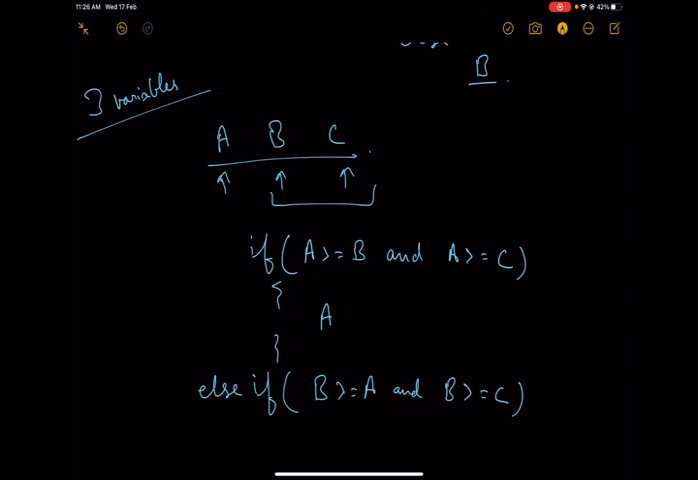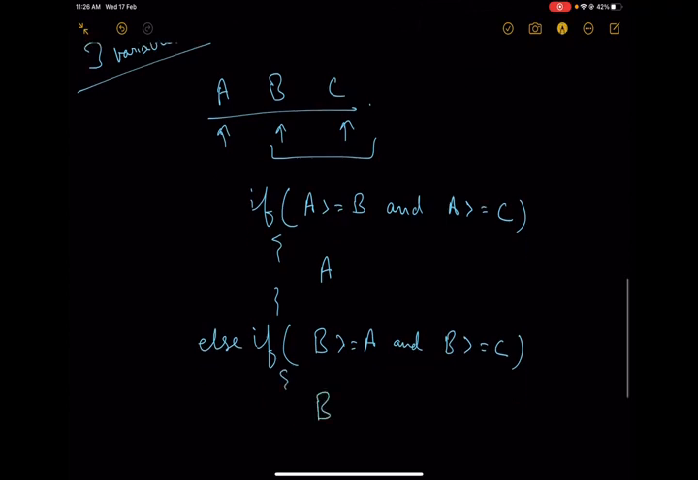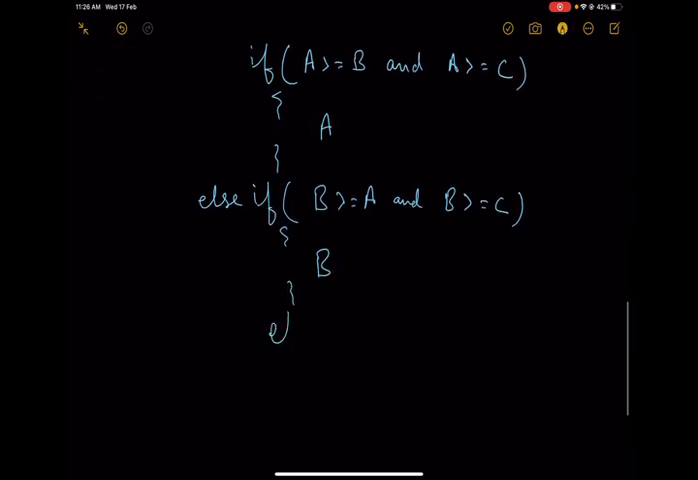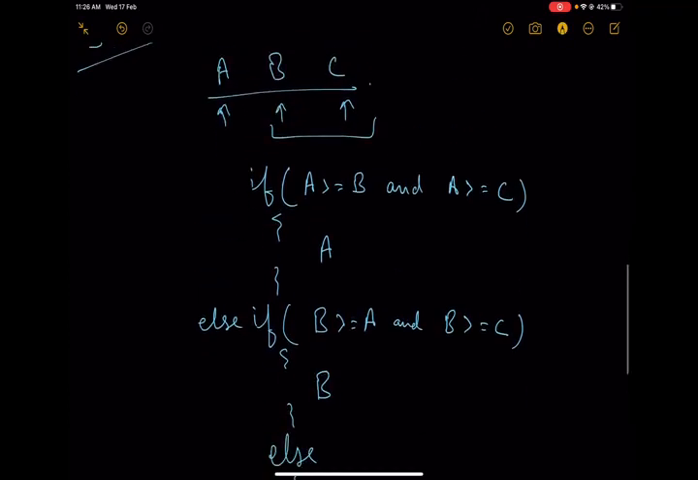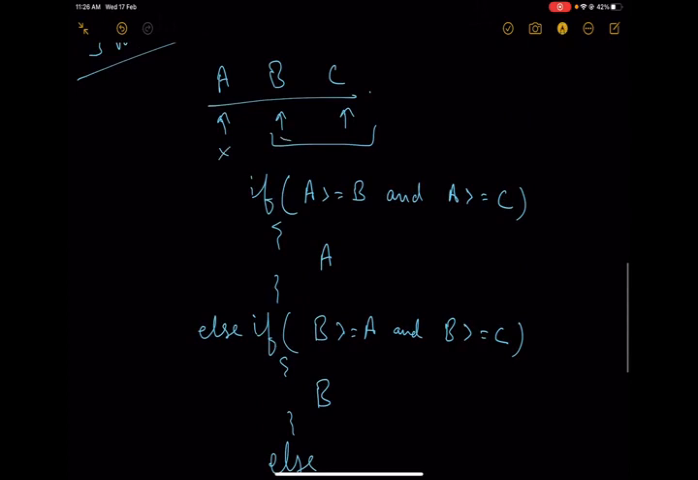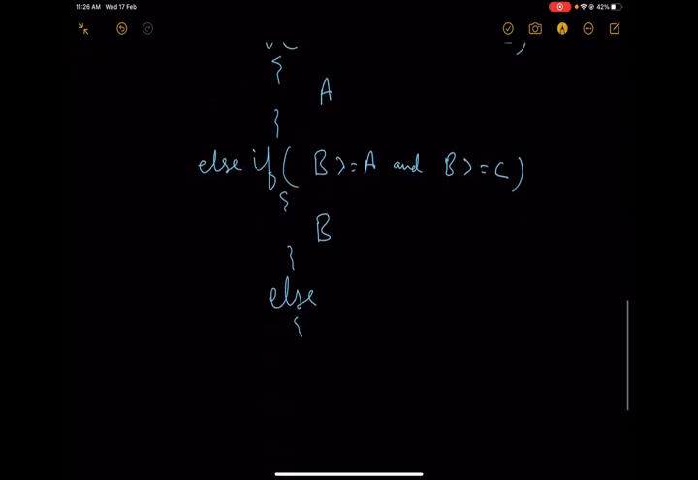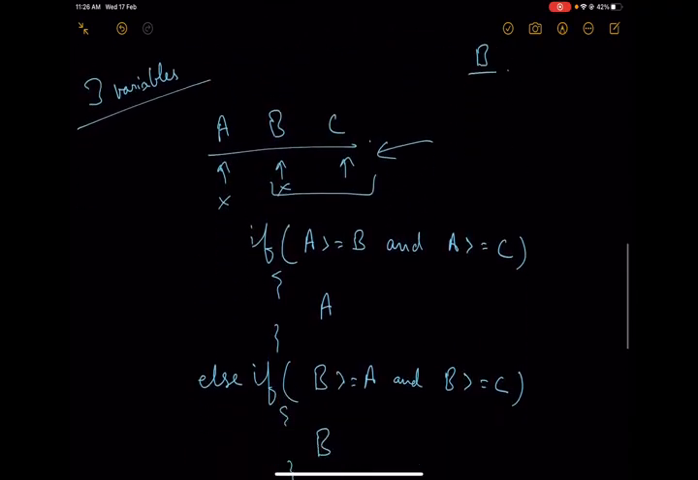Else if B is greater than or equal to A and B is greater than or equal to C, then B is the maximum. And in all the other cases, that means in else, if these both are not true, that means A is not the maximum and B is not the maximum. That means obviously C is the maximum, right? So in all the other cases, C would be the maximum. So you see, this is the basic structure for three variables.